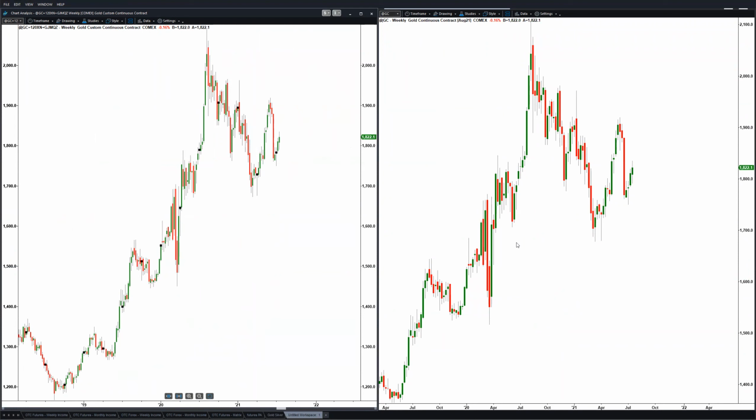So let's quickly cover adjusted and unadjusted contracts, but both of them are continuous contracts. So which one is the unadjusted and which one is the adjusted contract? Please get this right. So what is the left one?